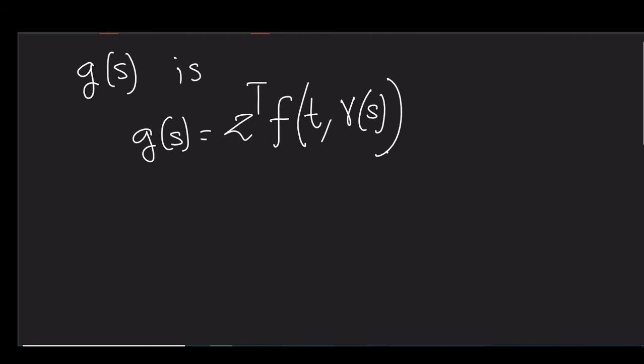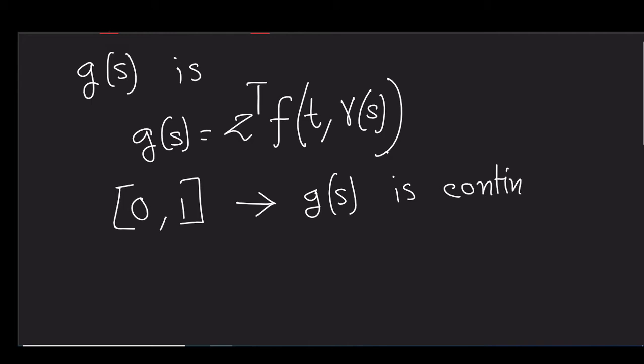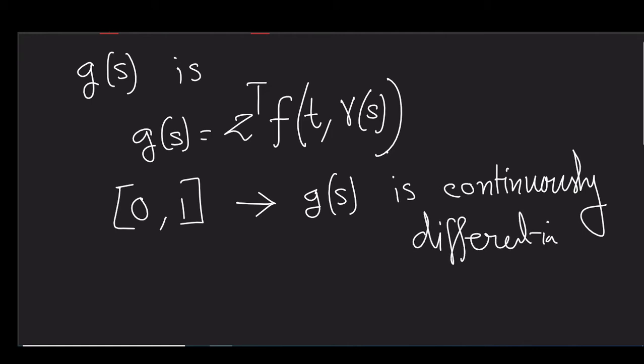So basically this one is continuous if we consider it in terms of gamma S, where S varies from 0 to 1 and Z is independent of S. So if you consider the variation of G of S over the open interval 0, 1, or we can take the closed interval also, that doesn't make much difference, you will find that G of S is continuously differentiable.